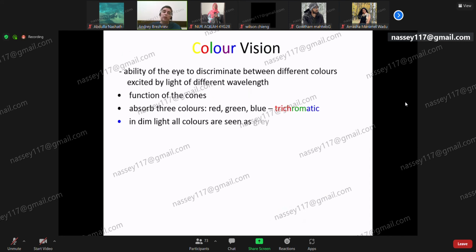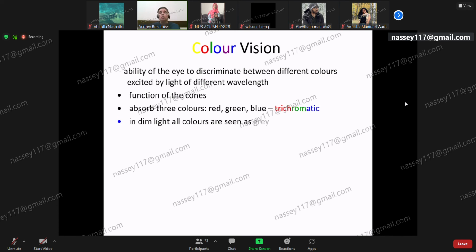And the last but not least for today, the color vision and the color vision disorders. Color vision, or color sense, is the ability of the eye to discriminate between different colors excited by light of different wavelength. It is a function of cones and thus better appreciated in photopic vision. Cones perform this function by three different types of pigments which absorb red, green and blue wavelength of light.